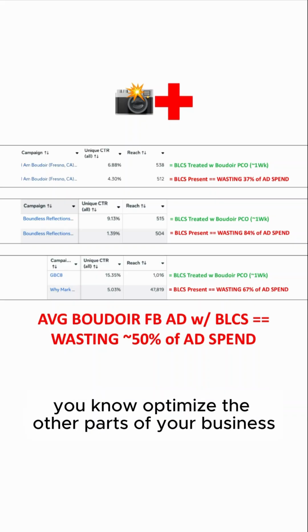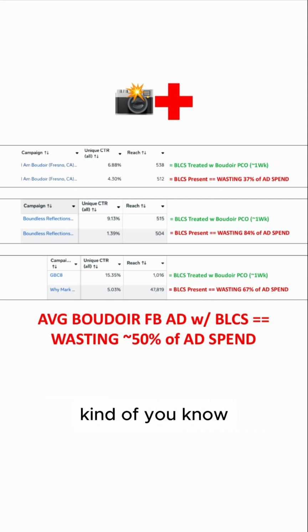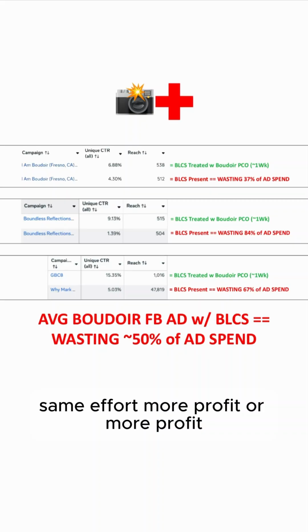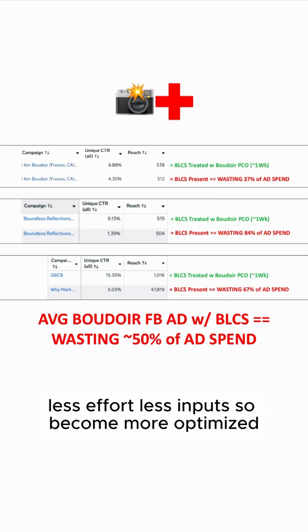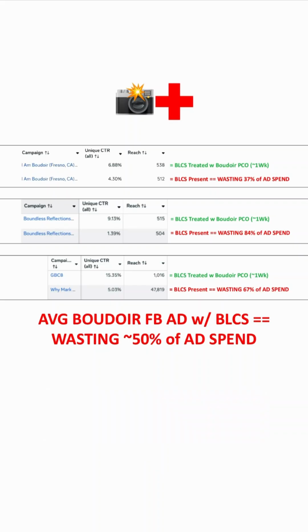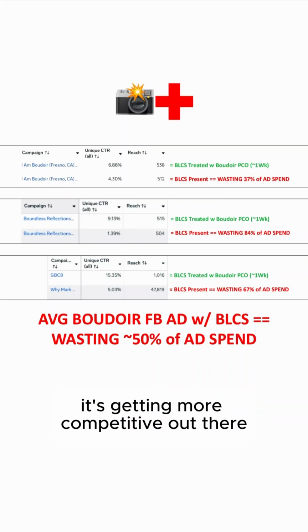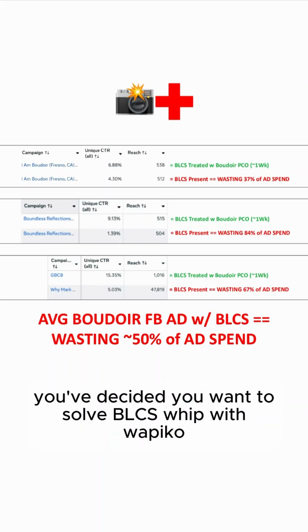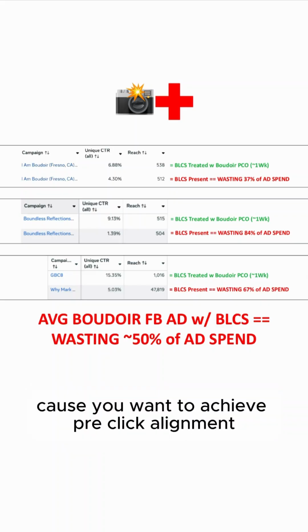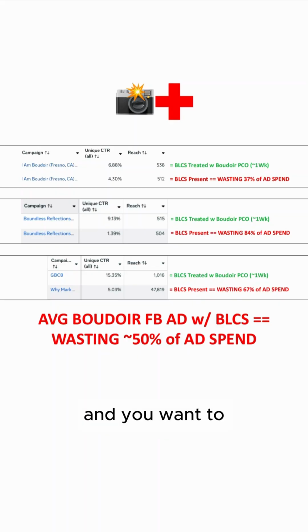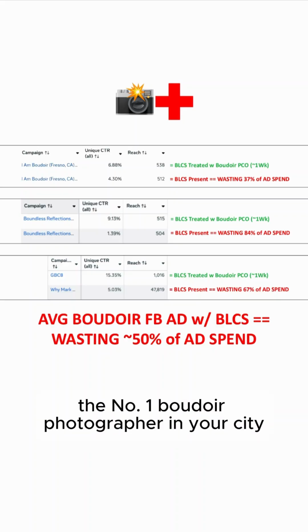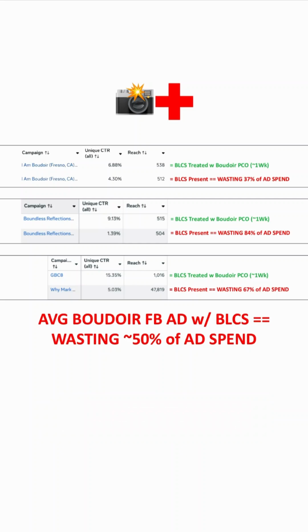optimize the other parts of your business, pull some profit out there, same effort, more profit, or more profit, less effort, less inputs. So becoming more optimized because you're seeing it's getting more competitive out there. You've decided you want to solve BLCS with Boudoir Pico because you want to achieve pre-click alignment and you want to become a dominant boudoir advertiser with Boudoir Brain Entry Boost because you need that to become the number one boudoir photographer in your city. Then shoot me a DM.